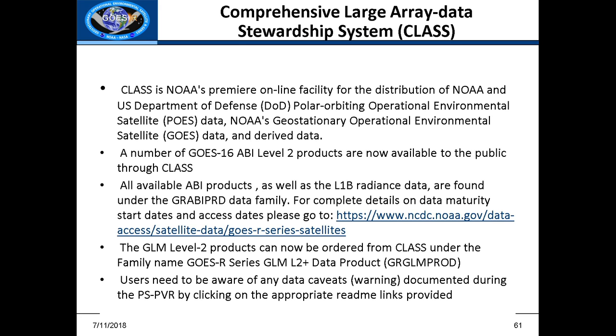CLASS is NOAA's archive and delayed mode distribution system for distribution of NOAA and U.S. Department of Defense, both POES, polar, and geostationary data. It stores an average of 130 terabytes a month of data. The total amount of data in CLASS is almost 11 petabytes, and a number of GOES-16 ABI Level 2 products are now available through CLASS. There is a delay, so it's not real time, but it does meet the research needs. There's some description here where to find certain products. I won't read all this, but it's all available on the CLASS website, which I have the link for.